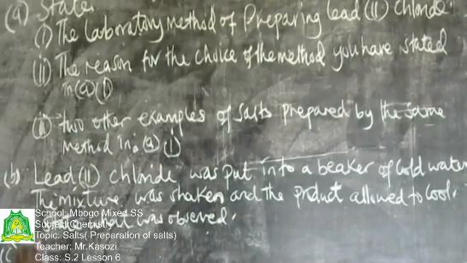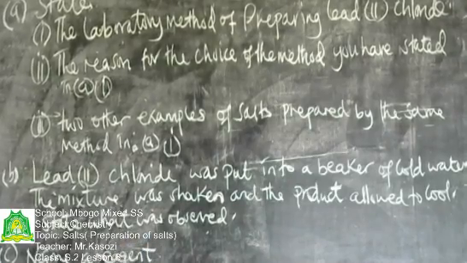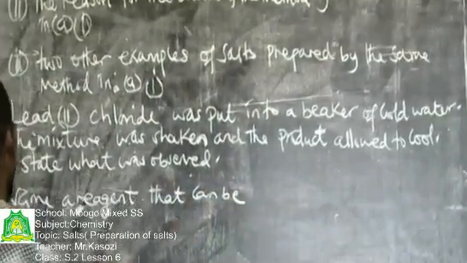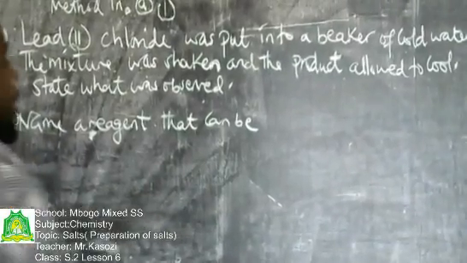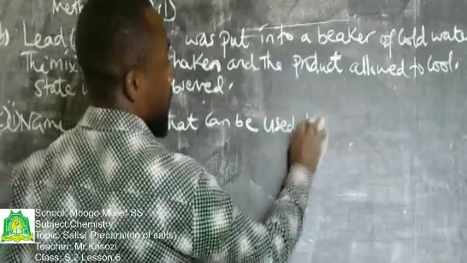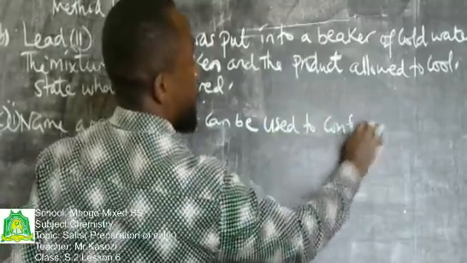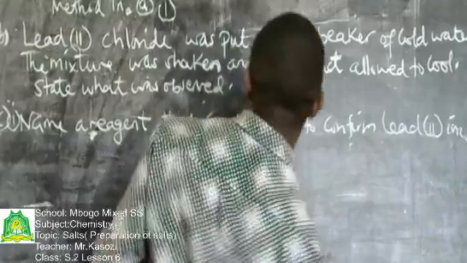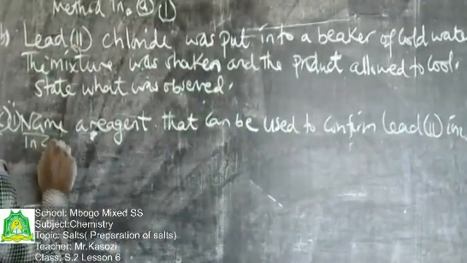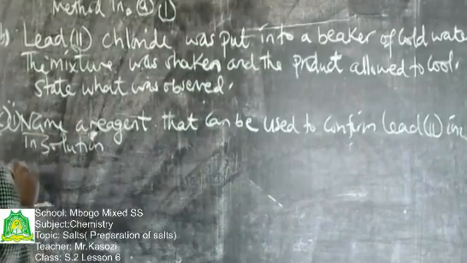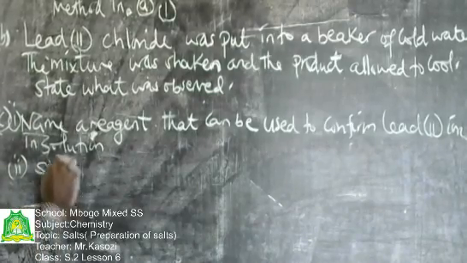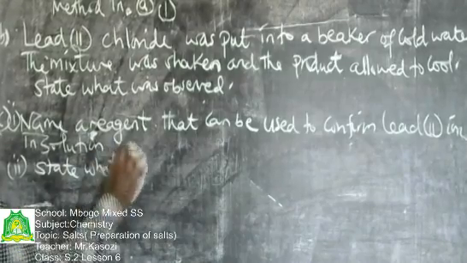C. Name one reagent that can be used to confirm lead 2 ions in solution. Roman 2. State what is observed.